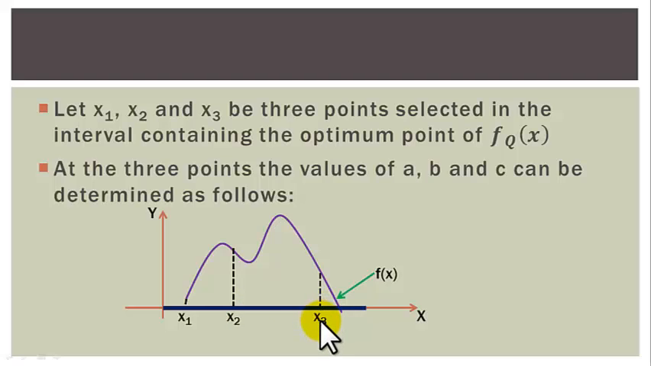Now, at these 3 points, on the curve, we have this point, and this point. So we want to draw the curve of a quadratic function to pass through these 3 points. And this is the curve given by fq of x. The optimum of fq of x is obtained at this point, which corresponds to x star.